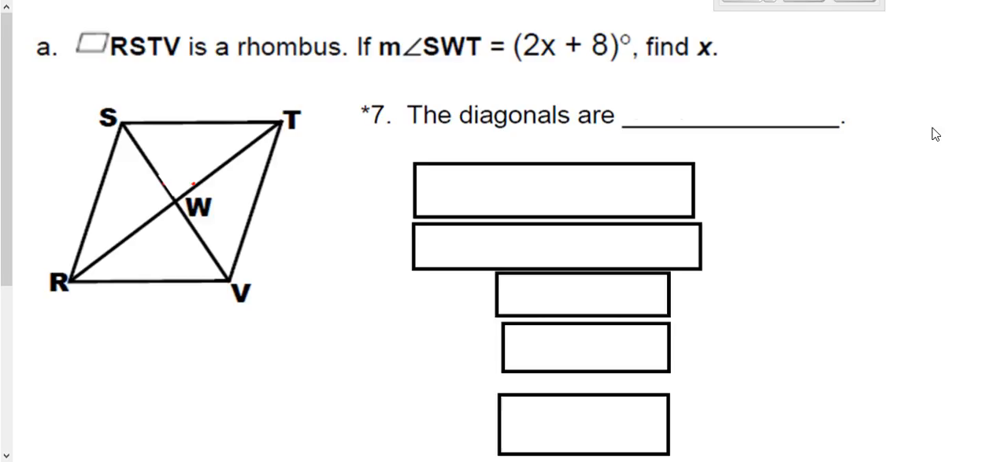All right, hopefully you've built your little foldable with the properties of a rhombus. Now we'll look at a few of the problems we're going to deal with for rhombus. Let's see.